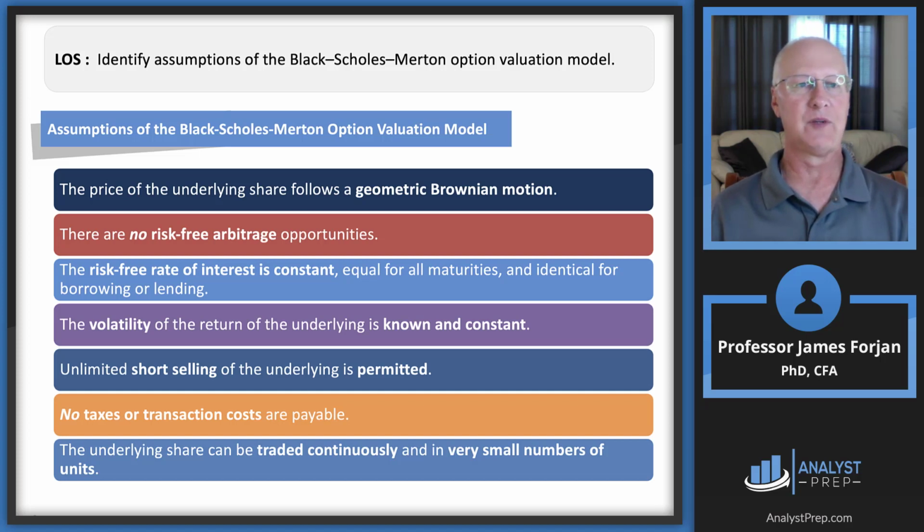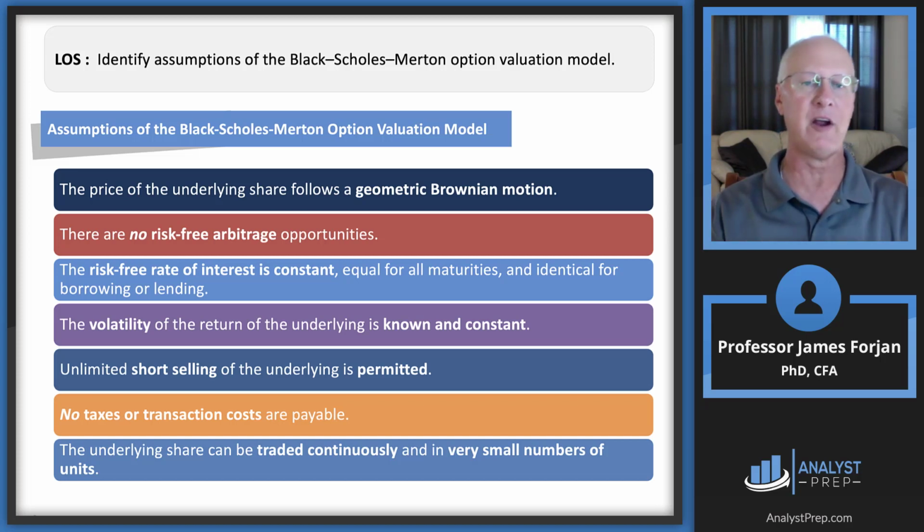So identify assumptions. Here's this good LOS. So look down, what's that? The fourth one down in purple. The volatility of the return of the underlying is known and it's constant. So there's our measure of standard deviation that we've talked about for a long, long time as a really good measure of total risk.